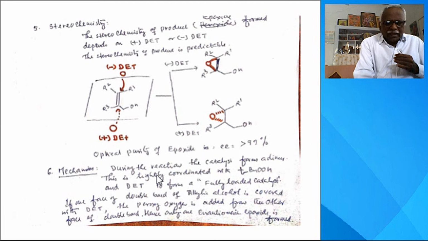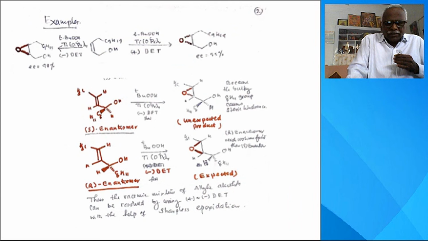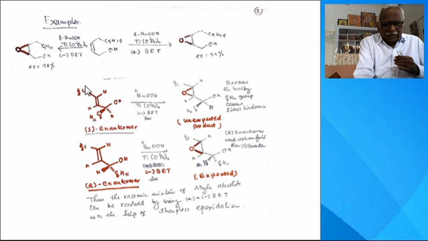Here, if you add allyl alcohol, it contains a double bond with two faces. One face is covered by DET, the other face is free for the reaction. Therefore, from the other face, tertiary butyl hydroperoxide supplies oxygen to the double bond, thereby you get only one enantiomer of the epoxide. This is a highly stereoselective reaction.